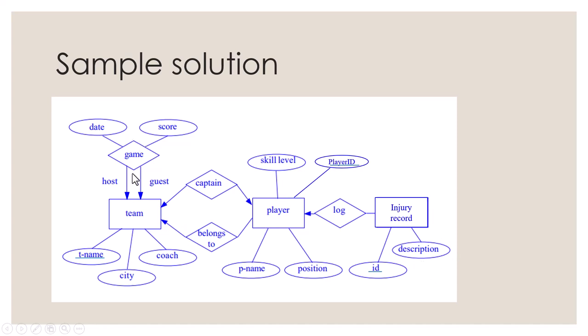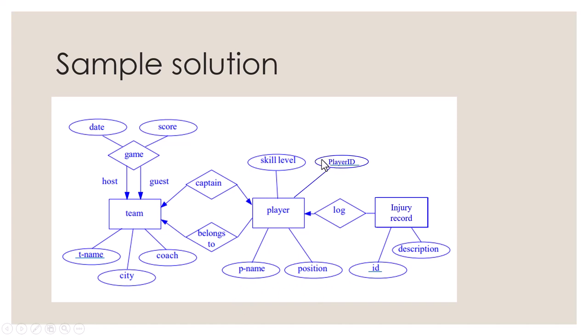And then we have games here. A team plays many games, so there's no arrow going in here, but a game has exactly one host team and one guest team. It has a date and the score. Then we have team name, which is unique, city and coach. And for player, we have skill level, the player's name, which is not unique because more than one person could have the same name, their position, and player ID. This is going to be our primary key.